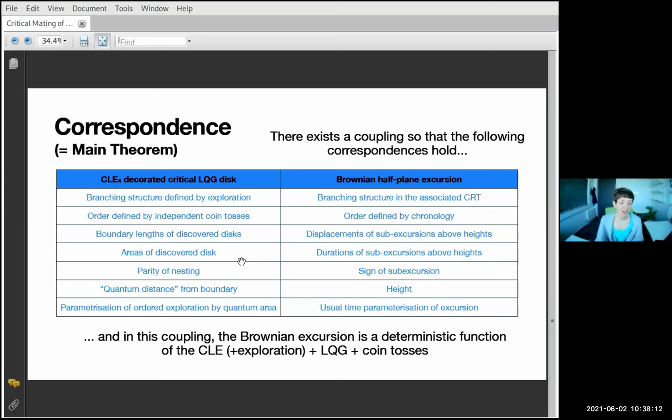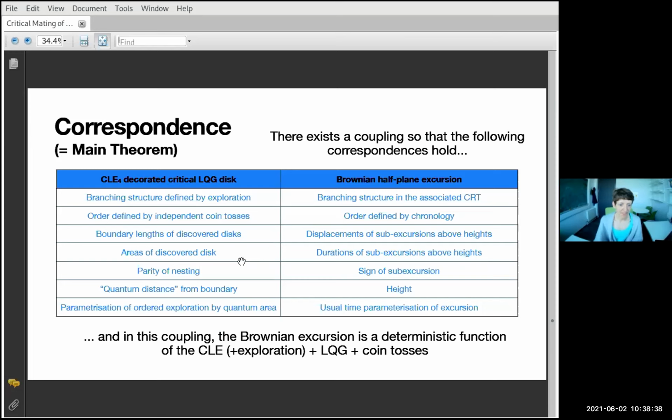I should also emphasize that, in fact, in this coupling, if we have the CLE4 plus its exploration, plus the Liouville quantum gravity measure, plus the coin tosses, then actually we can reconstruct in an explicit way the Brownian excursion. Okay, so the Brownian excursion is a deterministic function of all the stuff, and we can describe exactly how to build it.